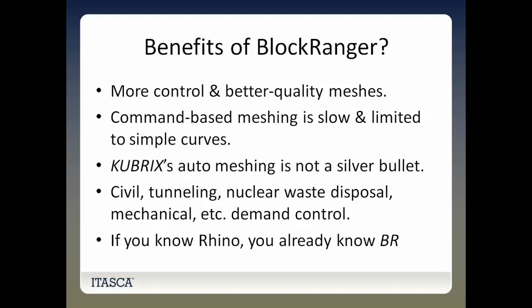it's limited. KUBRIX's auto hex meshing is not a silver bullet. The examples that I showed you earlier are the examples that worked. And for every example that worked, there's an example that doesn't work. And what do you do then? There are certain applications, such as civil engineering, tunneling, nuclear waste disposal, mechanical design, that really require control. And control means that I am ready to spend a few hours more, but get a quality of mesh that is acceptable and undisputable.